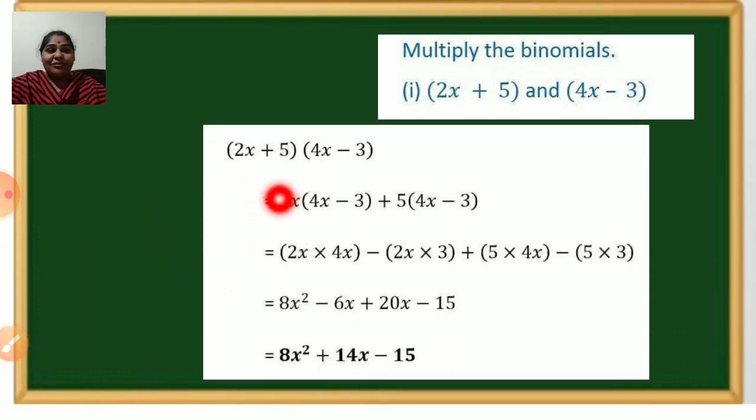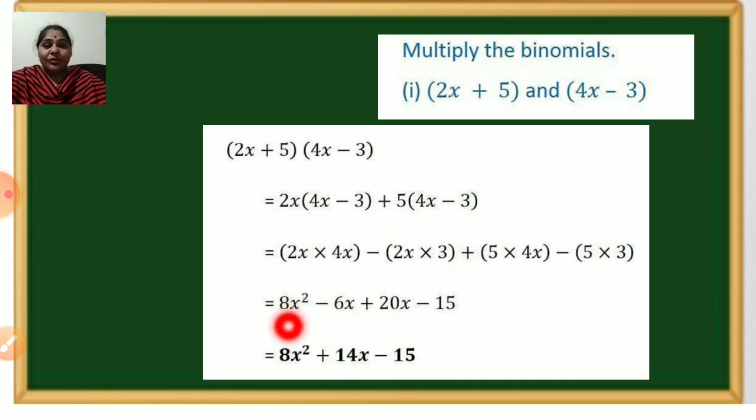So 2x multiplied by 4x minus 3 plus 5 multiplied by 4x minus 3. Then 2x multiplied by 4x will be 8x square. First multiplying the coefficients and then the variable. So 4 2s are 8. X into x will be x square. Minus 2x into negative 3 will be negative 6x. 5 multiplied by 4x will be equal to plus 20x. And 5 multiplied by negative 3 will be negative 15.